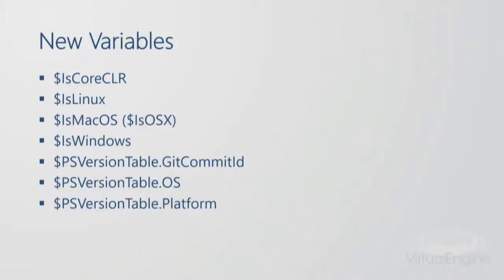So there are new variables that are available in a core installation. You'll see there's $IsCoreCLR, $IsUnix, $IsMacOS. It used to be on previous betas, it was $IsOSX, and $IsWindows.